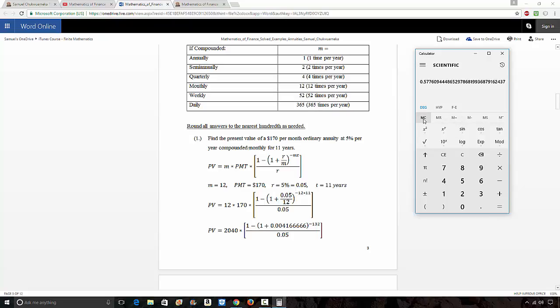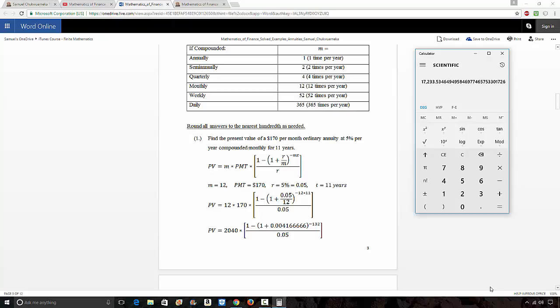So I clear this memory now. I clear the memory initially, negative 132, and I save this now as a new memory. Then I will now do 1 minus recall memory equal to. And if you also want to divide by 0.05 before you multiply, that's fine. Divided by 0.05 equal to. Then times 12 times 170 equal to this.